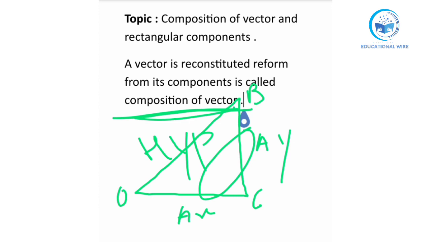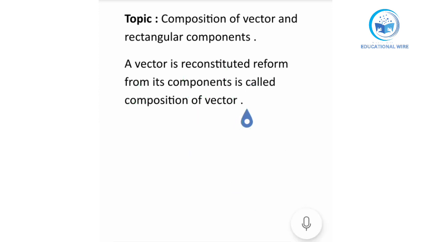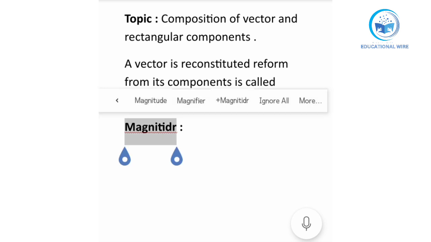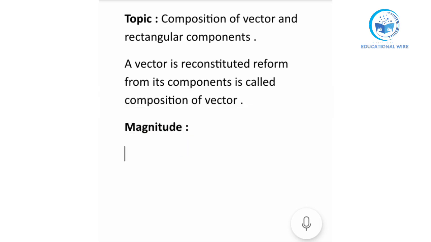Okay, composition of a vector based on its magnitude and direction. How can we find the magnitude? So let's first derive the formula of magnitude. We will find the formula of magnitude according to the Pythagoras theorem.